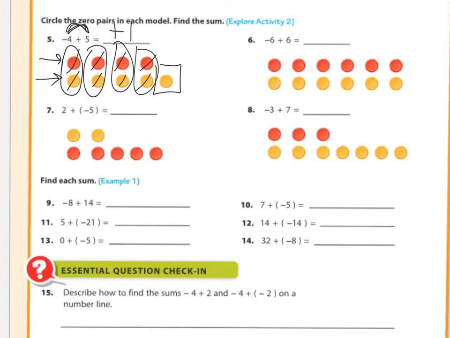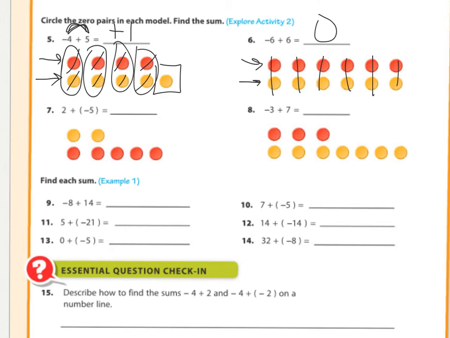All right, number 6, you have 6 negatives and 6 positives. And if they cancel each other out, that makes 0. And this fits our rule. When the signs are different, you subtract. And then whatever you have more of, that's going to be the sign that you have.